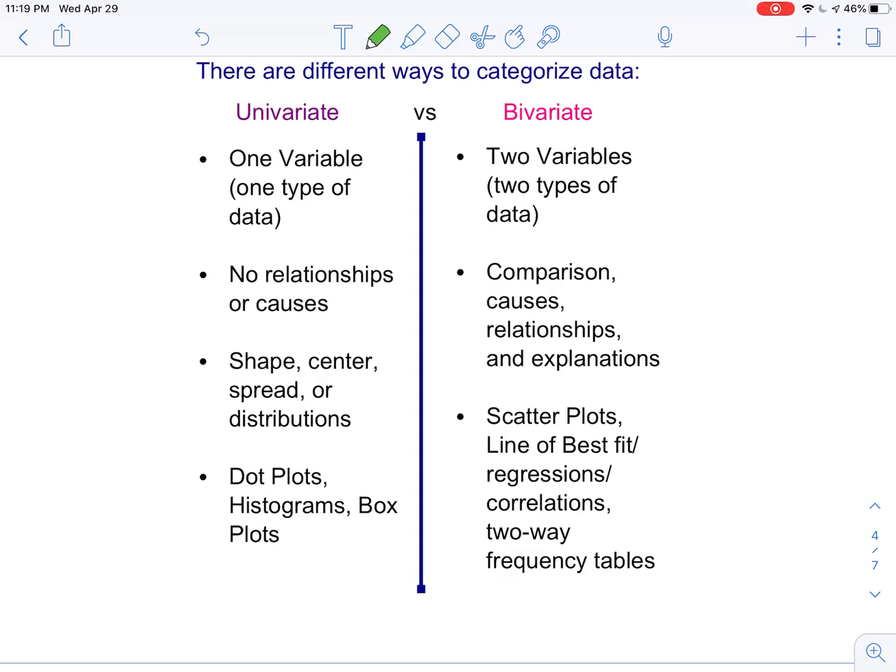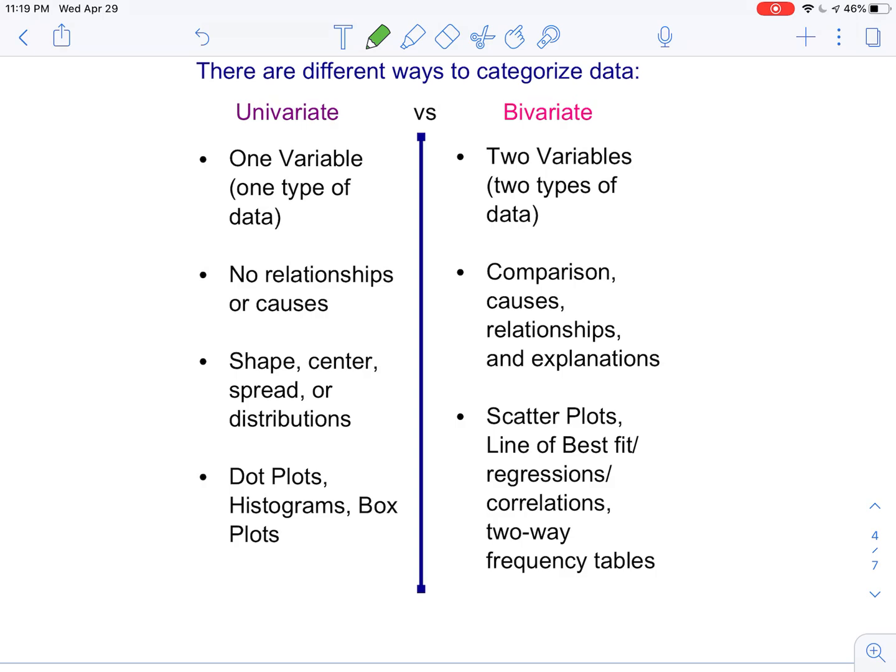So what are we trying to find out about it? Things called shape, center, spread, and distributions. How is the information distributed throughout the class? Do we have a lot of people that are tall? Do we have a lot of people that are short? Do most of our students appear in the average range? Okay, that would be something called distribution or shape of how this information falls.